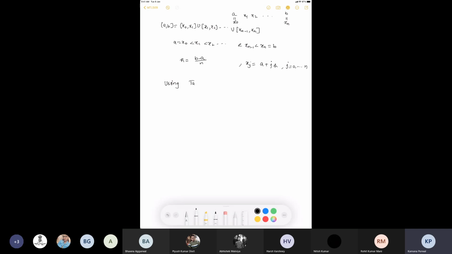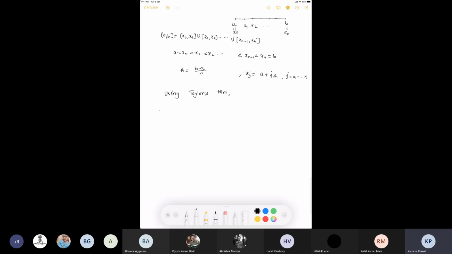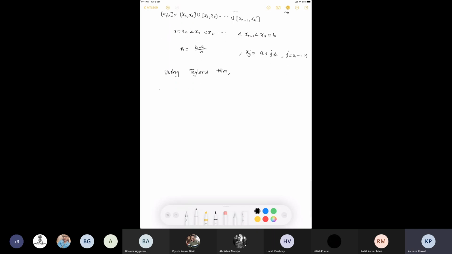So using Taylor's theorem, first let's try to find the approximation we can find for the second derivative and the first derivative without really using these x sides. Let's try to see it in terms of any x.